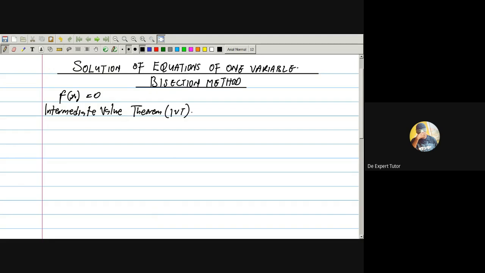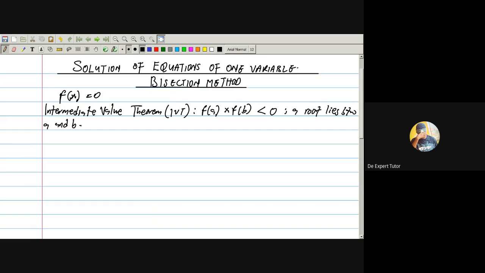Now, what is this theorem telling you? Remember, let's assume that we have f of x equal to 0. Now pay attention. If f of a times f of b is less than 0, therefore a root lies between a and b. I'll say that again.